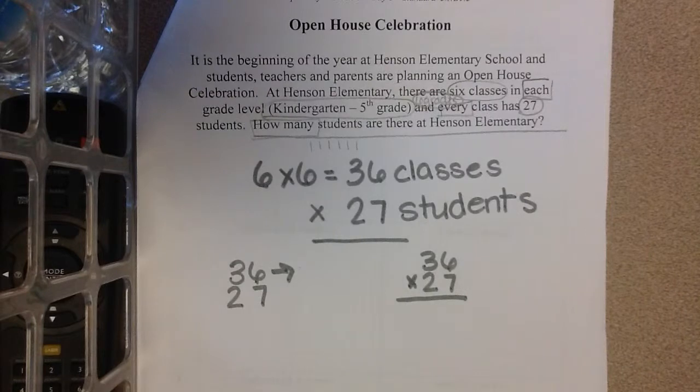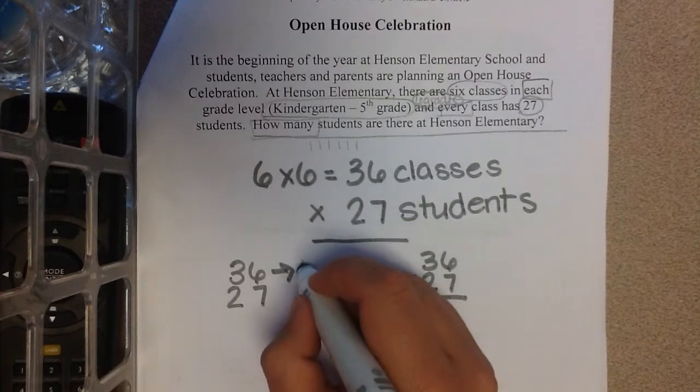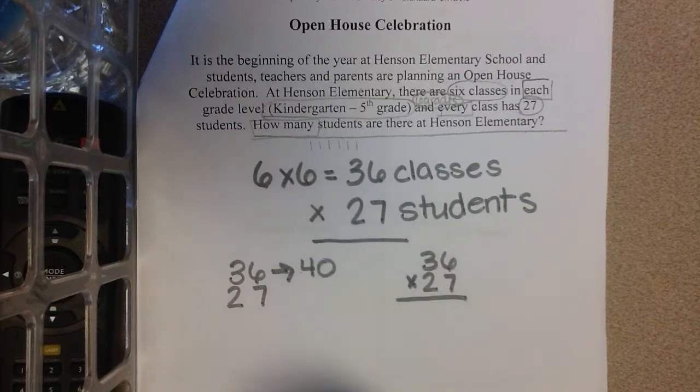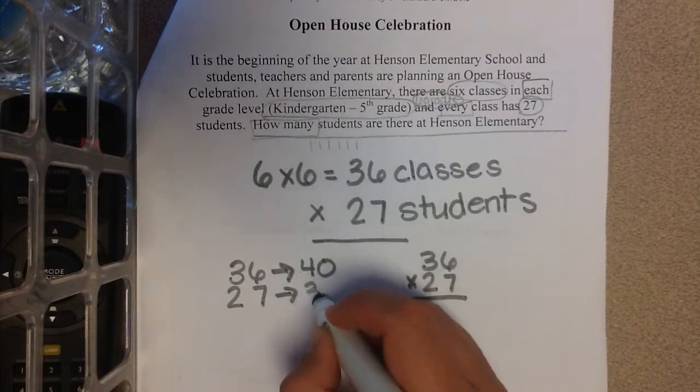Estimate is different than rounding. Estimating means I'm going to use my rounding skills, but I'm going to go with numbers that work well for me. 36, I think, is closer to 40 than it is to 30. It's 4 away from 40. I'm rounding it up to 40. 27, I'm going to round that up too.